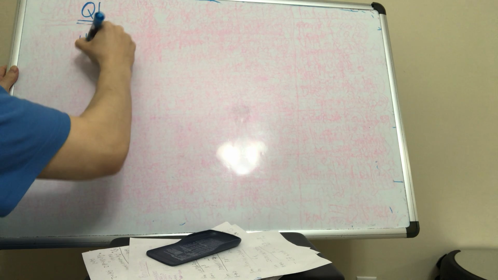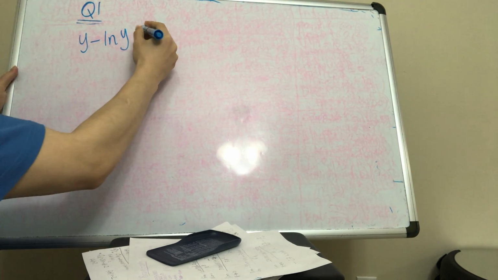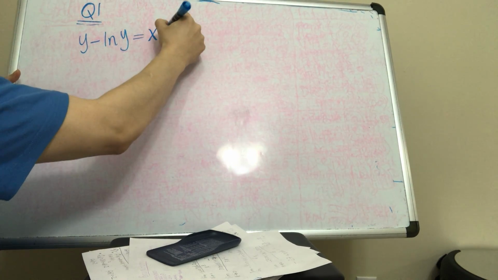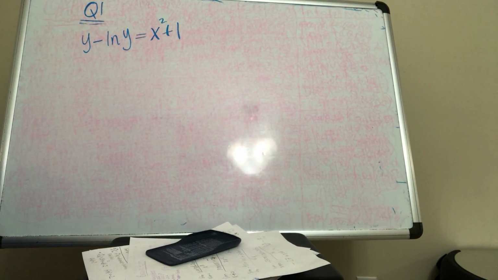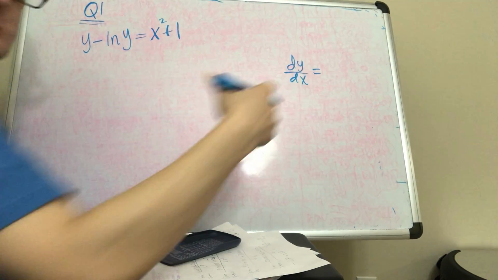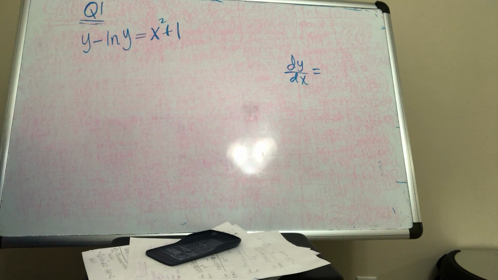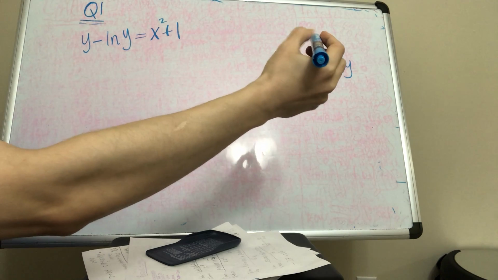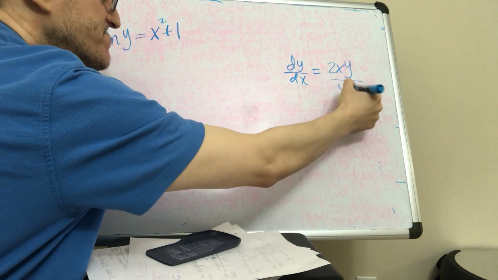Question 1b. You're given y minus ln y equals x squared plus 1. And the question is, is the derivative of this, if you do it implicitly, 2xy over y minus 1?